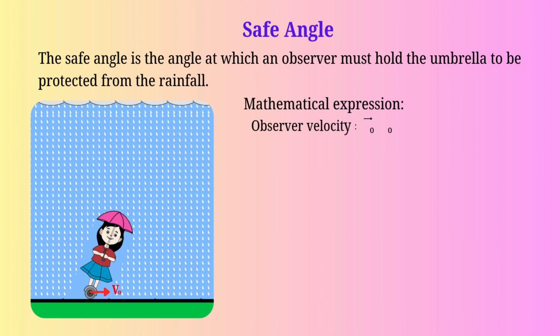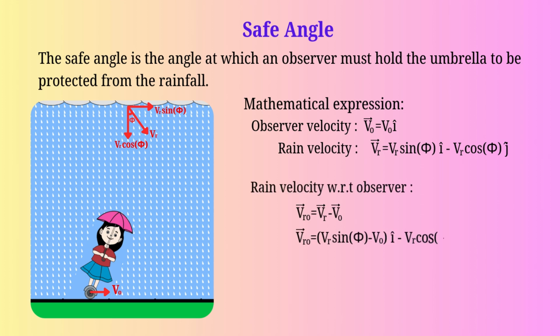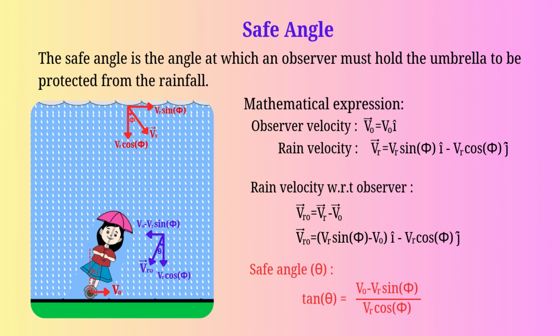Let's assume VO as the observer's velocity vector in x direction. Now, assume that the rain is falling with velocity vector v r at an angle phi from the vertical in the anticlockwise direction. Next, we calculate the rain's velocity vector with respect to the observer. This represents the velocity of the rainfall as observed by the moving observer. To stay protected from the rain, the observer must tilt the umbrella in the opposite direction of the resultant velocity. Now, here theta is the safe angle from the vertical which can be determined using the following formula.